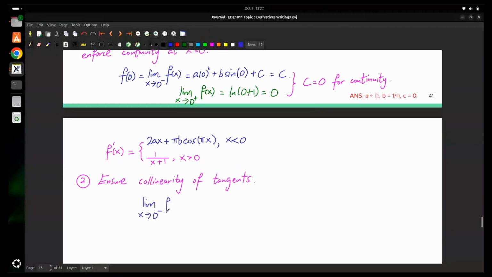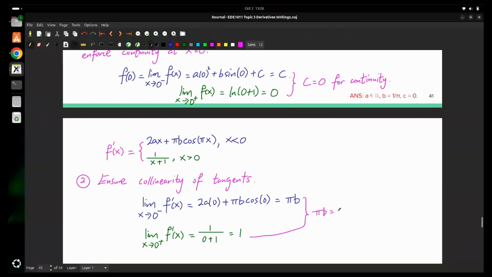So f prime of x must be equivalent to 2a times 0 plus pi b times cosine pi times 0, which is cosine 0. So this is going to give me pi b. That's the tangent on the left. Now we repeat the same story for the tangent on the right. Limit x going to 0 plus on the f prime gives me 1 over 0 plus 1, which is equivalent to 1. Left must be equivalent to right, must be collinear. So I must have pi b equals 1. That means I found my b already. So b is 1 over pi.